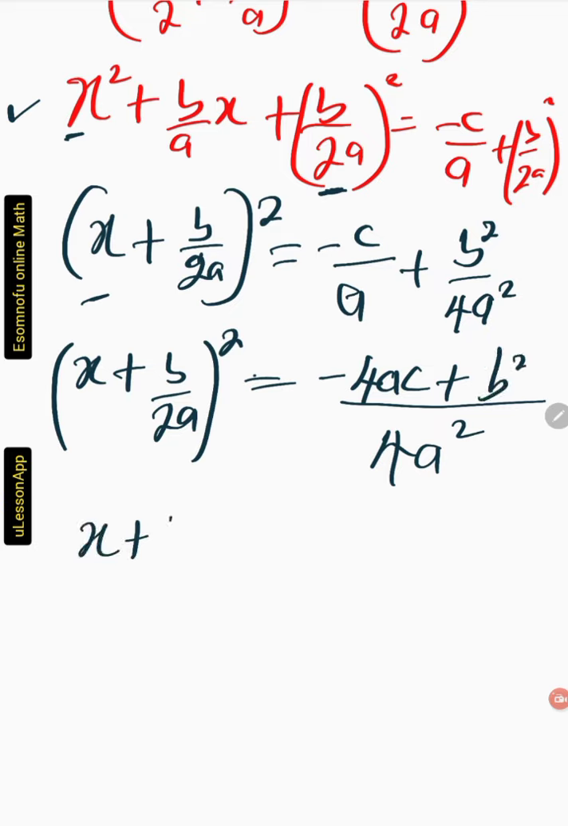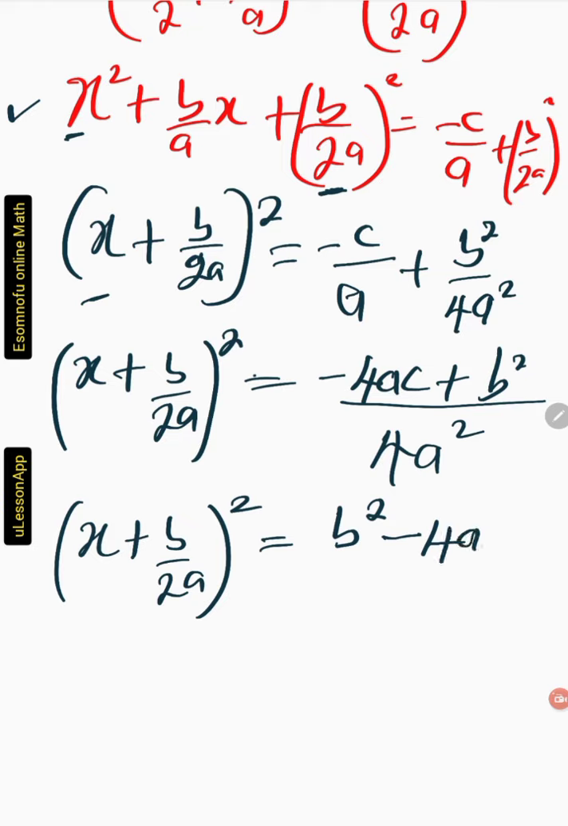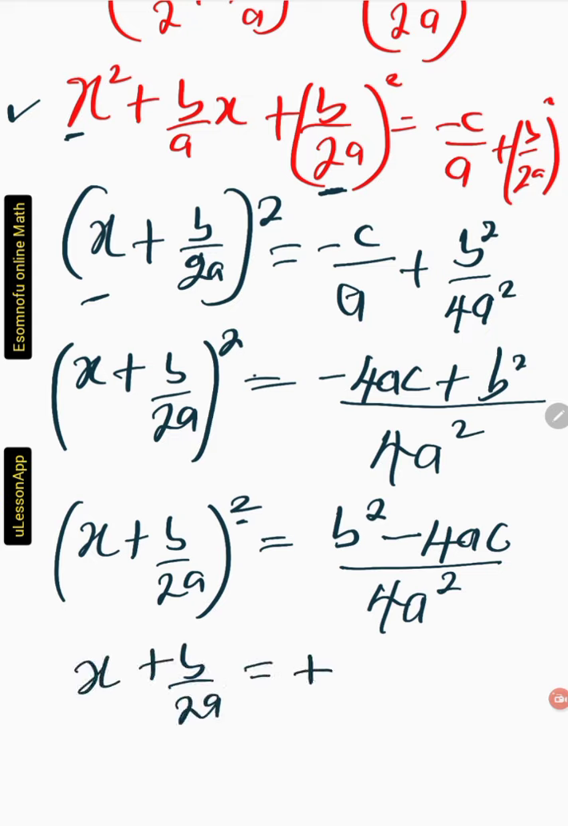So we shall still have x plus b over 2a all squared is equal to, where I have minus 4ac plus b squared, I can start with b squared first because addition is commutative, before minus 4ac, then all over 4a squared. Remember, when you have a square, you can take the square root of both sides to eliminate that square. Therefore, x plus b over 2a is the same thing as plus or minus square root of b squared minus 4ac all over 4a squared.